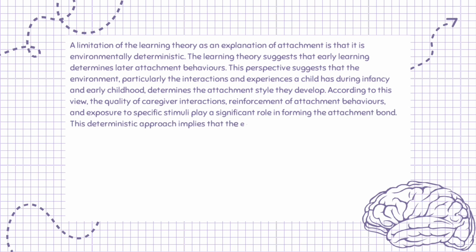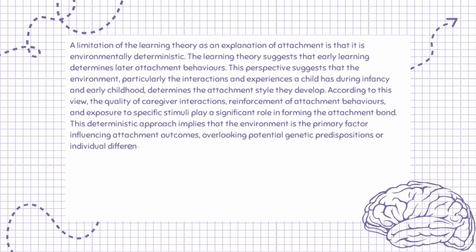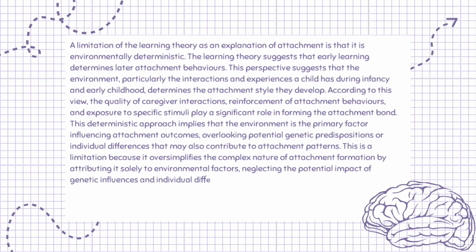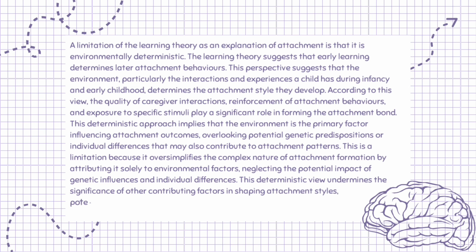This deterministic approach implies that the environment is the primary factor influencing attachment outcomes, overlooking potential genetic predispositions or individual differences that may also contribute to attachment patterns. This is a limitation because it oversimplifies the complex nature of attachment formation by attributing it solely to environmental factors, neglecting the potential impact of genetic influences and individual differences. This deterministic view undermines the significance of other contributing factors in shaping attachment styles, potentially leading to an incomplete understanding of the multifaceted nature of attachment relationships.